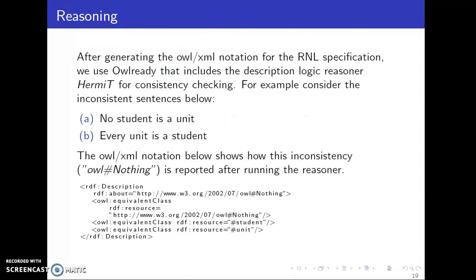Reasoning: after generating the OWL XML notation for the RNL specification, we use OWL-ready that includes the description logic reasoner HermiT for consistency checking. For example, consider the inconsistent sentences below. Sentence A says that no student is a unit, and sentence B says that every unit is a student. So the first sentence says that student and unit are disjoint classes, and the second sentence says that student and unit are equivalent. So clearly these two sentences are inconsistent.